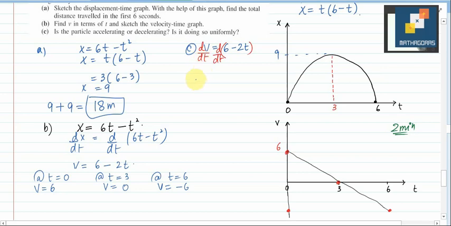The derivative of velocity is acceleration, and the derivative of a constant is 0. The derivative of minus 2t is minus 2. So you get your acceleration, which is minus 2 meters per second squared. The minus sign indicates that it's a deceleration, right? So the particle is decelerating, and the acceleration is constant. So we can say that this minus 2 indicates that it is a uniform deceleration with the value of 2. Alright, so that is your answer.